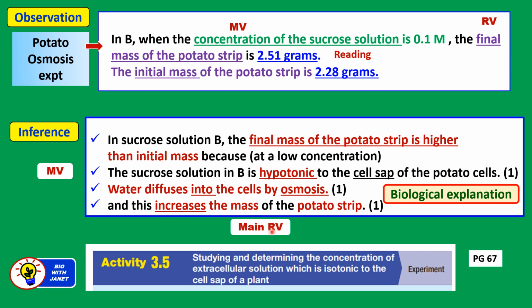Okay, now this experiment is found in activity 3.5, studying and determining the concentration of extracellular solution which is isotonic to the cell sap of the plant, page 67. You can refer to that, and I also have one video on this.